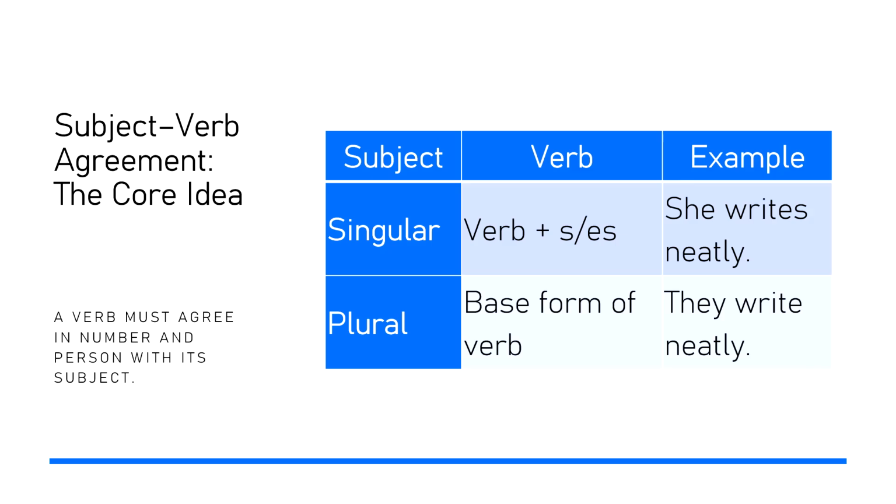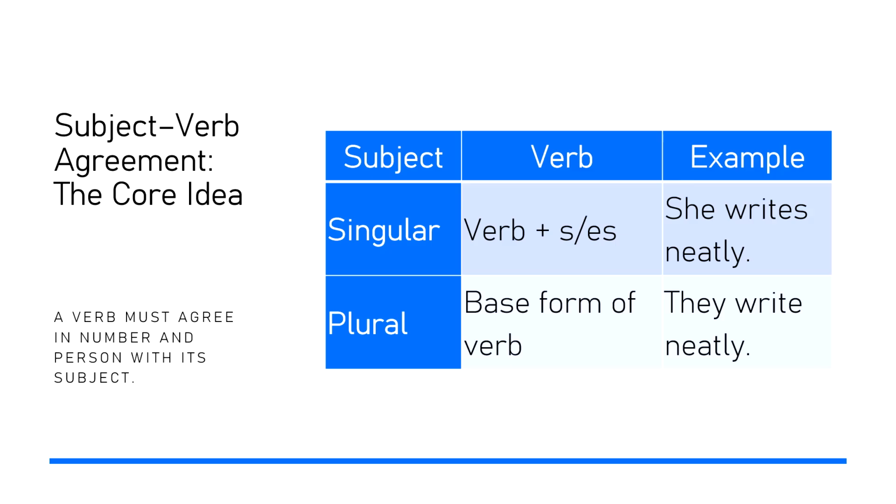Look at this first example. She writes neatly. Here, the subject, she, is singular. So we add 's' to the verb writes. Now, see the next one. They write neatly. They is plural, so the verb stays in its base form, write. Just think of it like this. When the subject stands alone, the verb takes the extra 's'. When there are many, the verb drops the 's'.